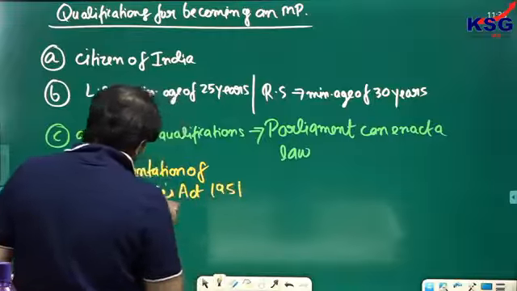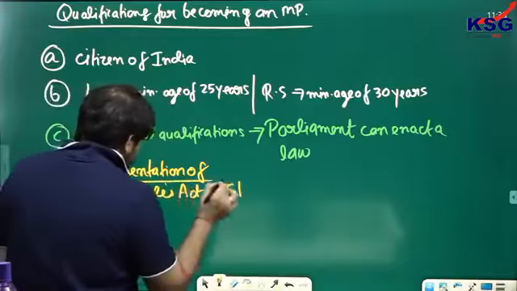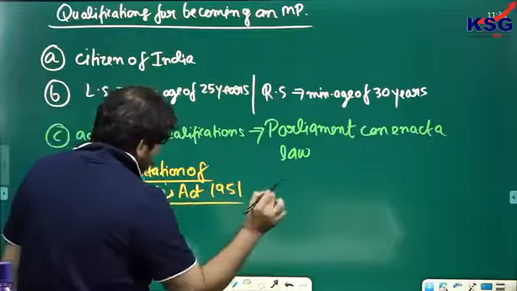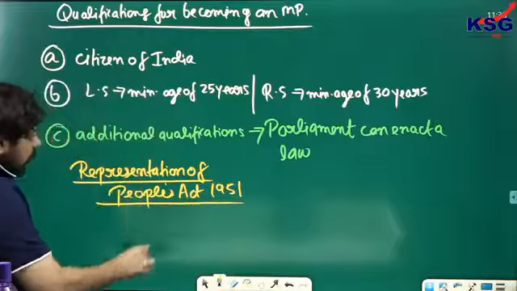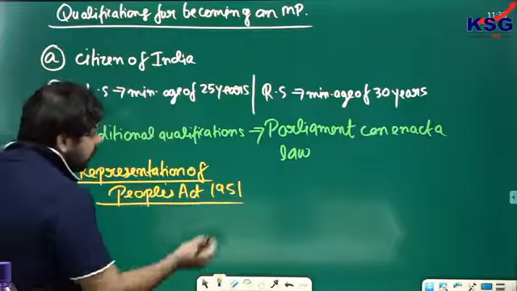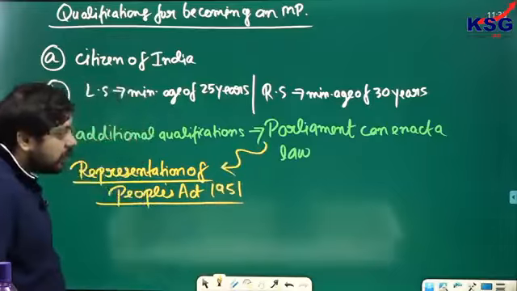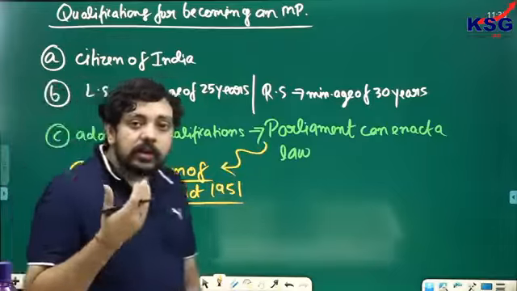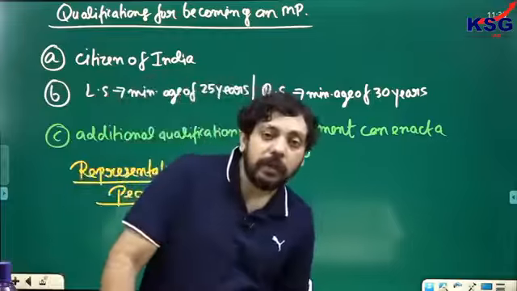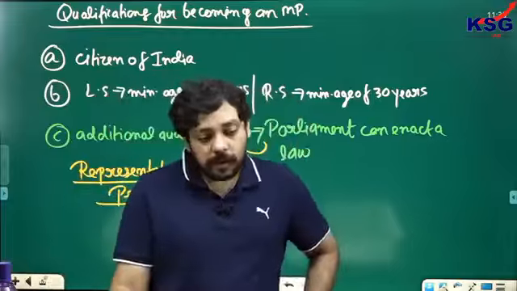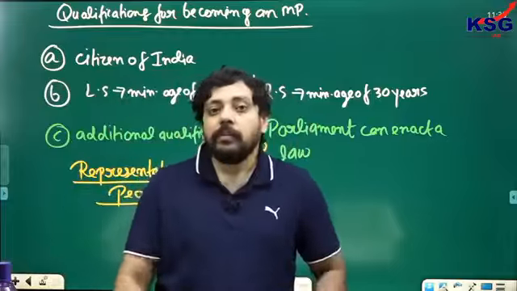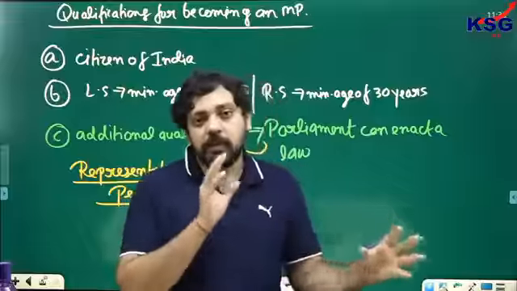Parliament has made the Representation of People's Act 1951, in which additional qualifications have been given by the parliament. So the law gets its power. If we have a question like this, where does the Representation of People's Act get its power for being enacted? Where does the parliament get the power to create the Representation of People's Act?